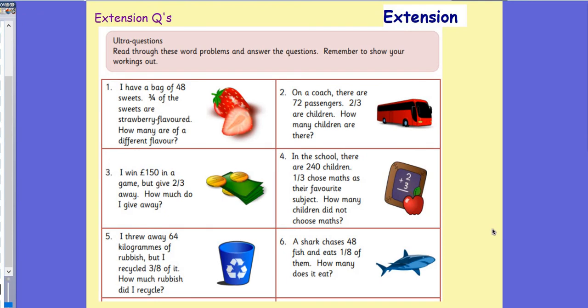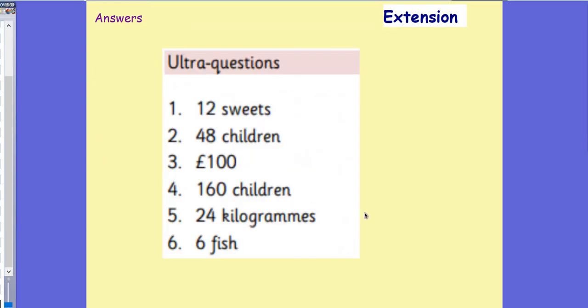And finally, if you're super duper confident, please can you now have a go at these extension questions? There are 6 of them. Have a little think, pause the video in your light blue books, see how many you can do. And these are the answers. Please check how you did.